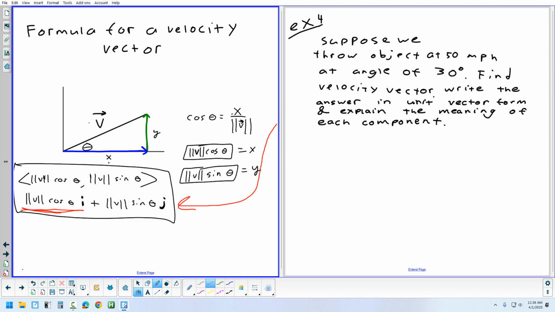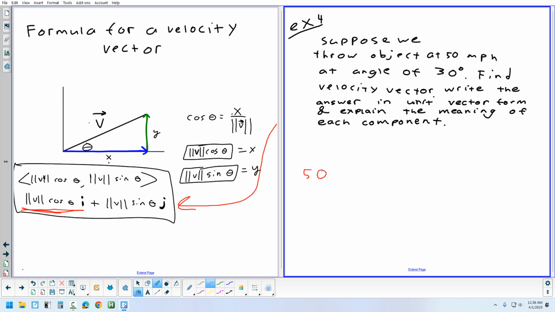So in this case, what would be the magnitude of v? 50, yep. So you're going to fill in 50 for the magnitude of v. And what's the other variable we need to fill in for? Theta, yep. And in this case, what is theta? 30 degrees. So the first part of your formula is 50 cosine 30. And put the i next to it. So we know that that's the i component. And what's going to be the formula for the j component? 50 sine 30. 50 sine 30 j.